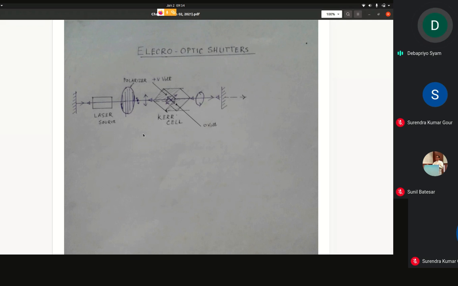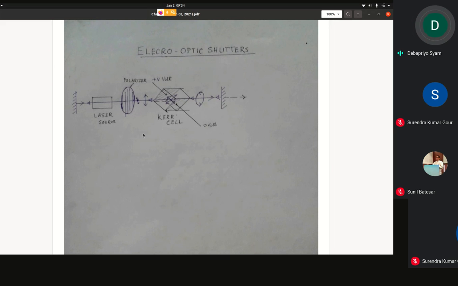So in the Kerr cell, the phase difference that is produced is equal to pi by 2. The length of the cell is so chosen that the phase difference produced is pi by 2, so it acts as a quarter-wave plate. A quarter-wave plate, which is half in thickness in comparison with a half-wave plate, produces a phase difference of pi by 2 between the two components.